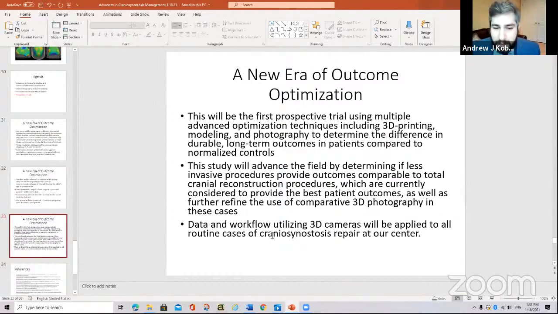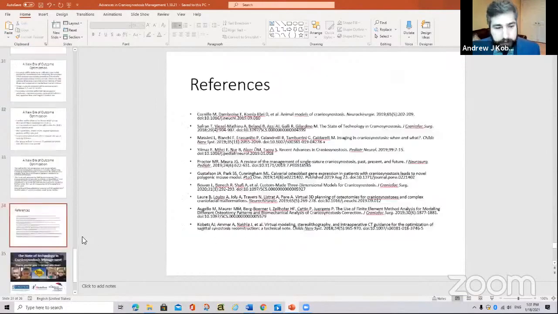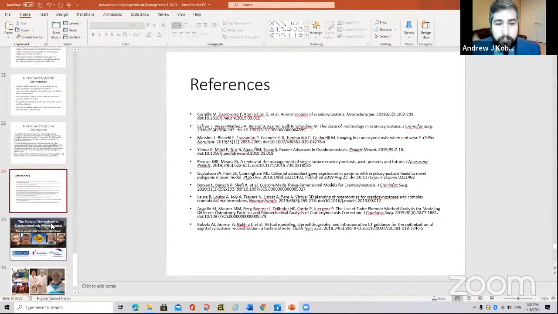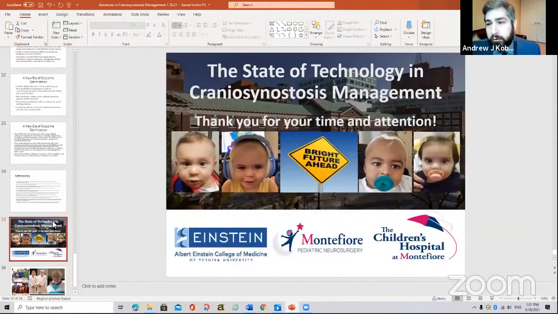And of course, data and workflow utilizing these 3D cameras in the OR will then be applied to all of our routine cases for craniosynostosis repair in our center. So we really do see a very bright future ahead.